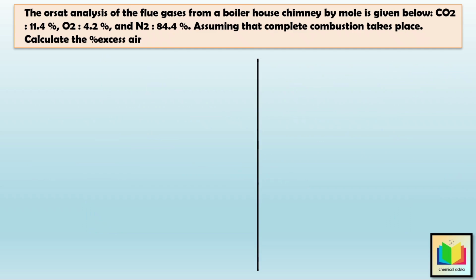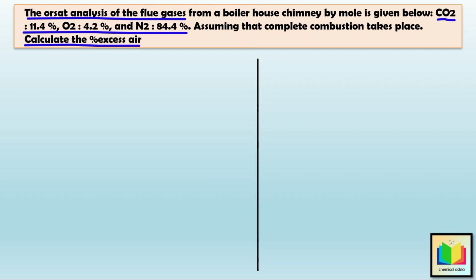So in this example, we are given the Orsat analysis of flue gas, which indicates that the composition is measured on a dry basis, which means that the water vapor has been removed before analysis. Then we are given that, based on this dry analysis, the flue gas is found to contain 11.4% carbon dioxide, 4.2% oxygen, and 84.4% nitrogen. Then in this example, we need to determine the percentage of excess air. Now, let's solve the example.